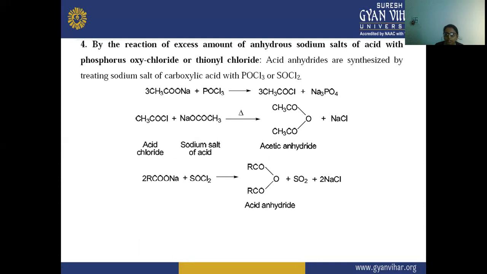Next, by the reaction of excess anhydrous sodium salt of acid with phosphorus oxychloride or thionyl chloride. Acid anhydrides are synthesized by treating the sodium salts of carboxylic acid with POCl3 and SOCl2. So the acid chloride is reacted with the sodium salt of acid, and there is a formation of the acid anhydride. The sodium salt of the acid reacted with SOCl2, thionyl chloride, gives the acid anhydride, SO2 plus 2 NaCl.